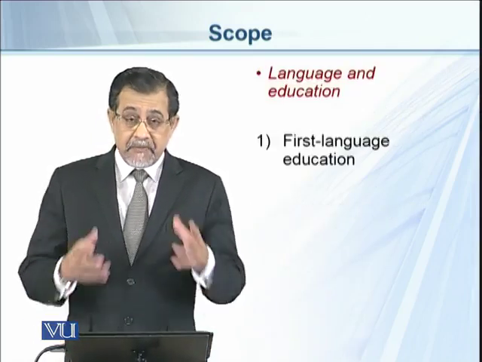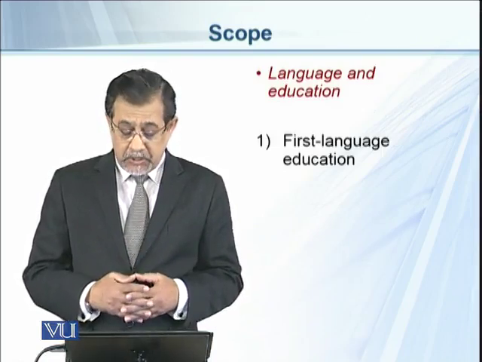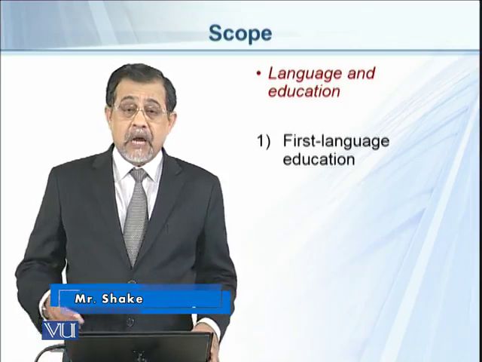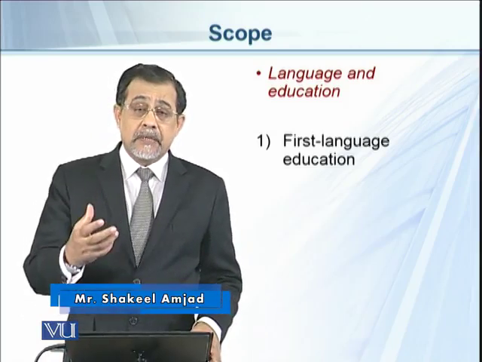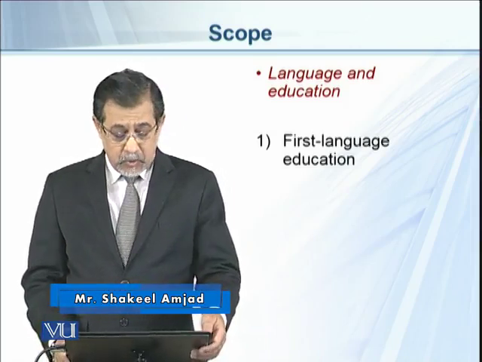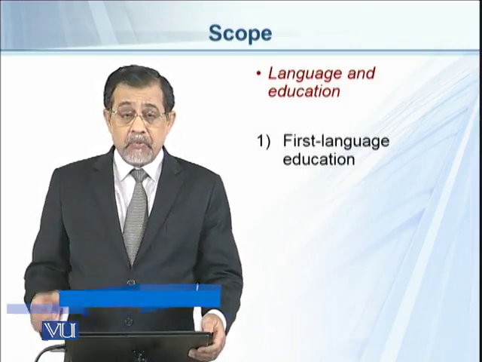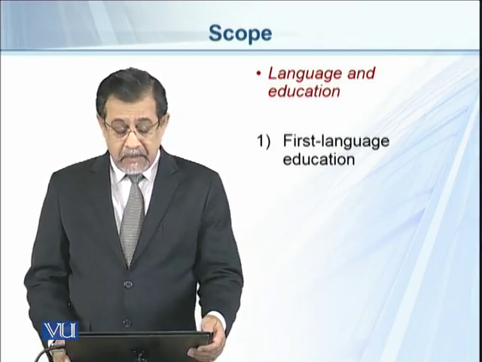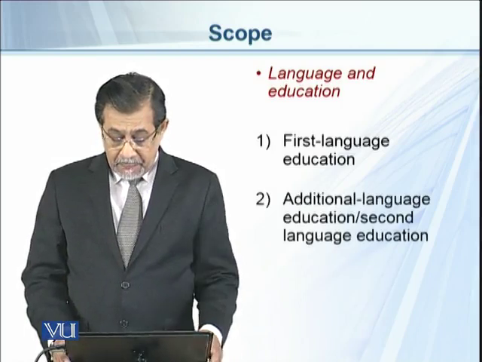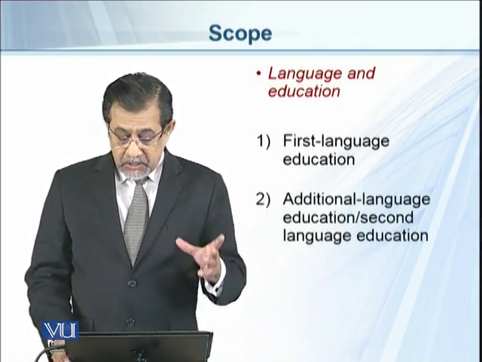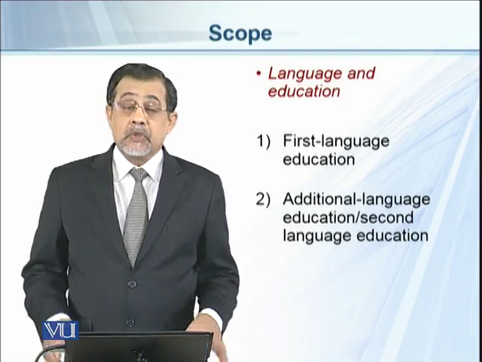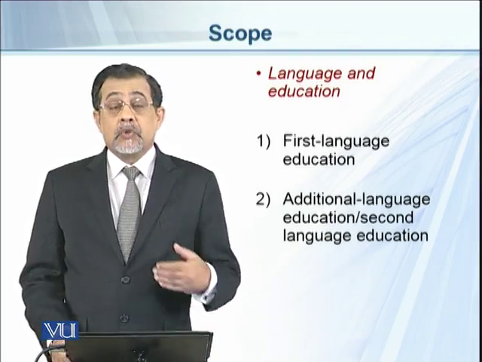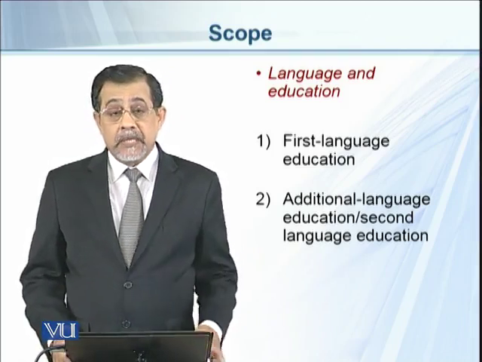First of all, we have three areas: language and education. These are the three main scope. First, language education, that is how first language is learned, the mother language of a child. So when we talk about the learning of the first language, we are seeking help from applied linguistics. Then additional language education, second language education. So second language learning or foreign language, how it is learned and what are its implications.